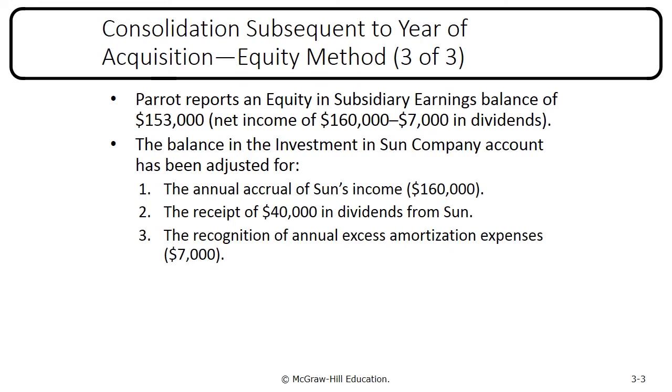The annual accrual of Sun's income then would be 160,000. Remember, the receipt of the dividends though would decrease the investment 40 grand for 2020, and then we have to recognize an amortization expense.